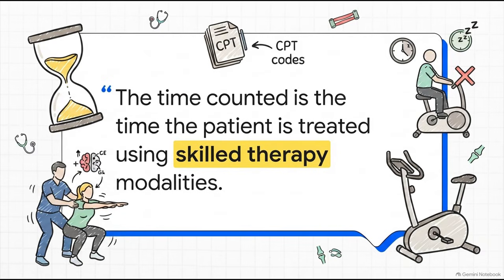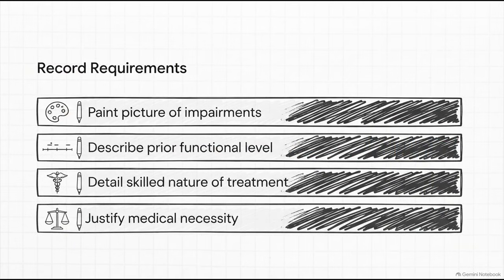If they're just resting between sets or casually pedaling on a stationary bike to warm up without your direct skilled intervention, you simply cannot count that time toward these time CPT codes. Your notes have got to tell a complete, undeniable story. The medical record you submit should literally paint a picture of the patient's impairments and functional limitations that require your skilled intervention in the first place.